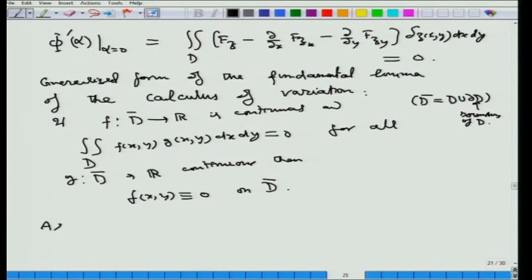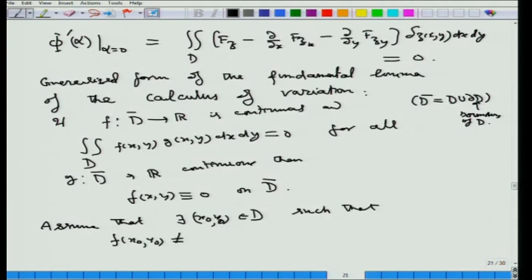Assume the contrary, that there exists (x0, y0) in D. We need to establish that this is 0 on D, then obviously by continuity it will be 0 on D closure. So here we assume that we have an interior point (x0, y0) such that f(x0, y0) is not equal to 0.